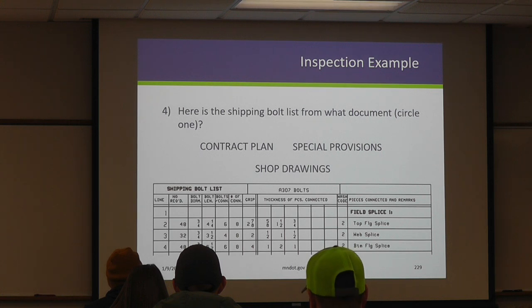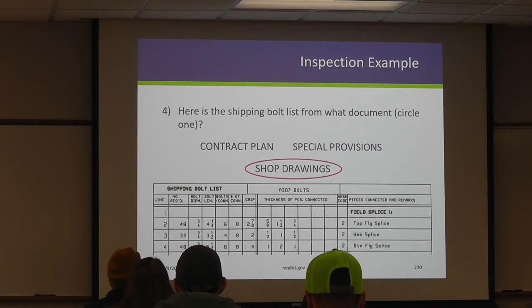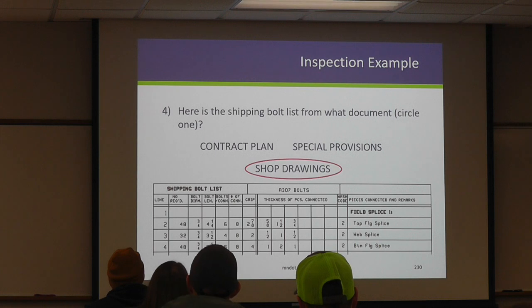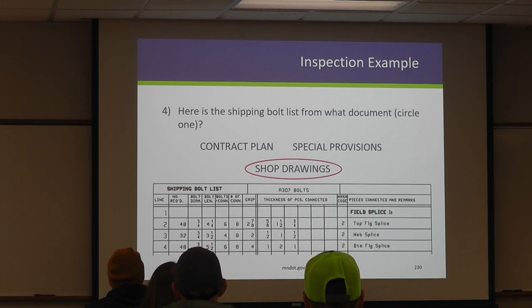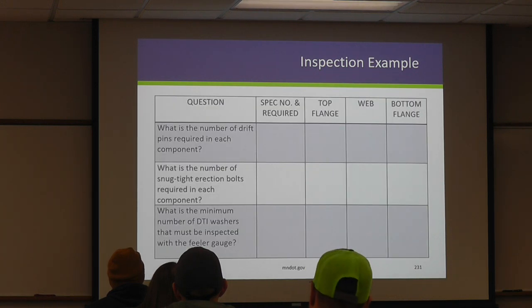So this particular list, I kind of alluded to it already. Where are you going to find this? What document is that showing up in? Yeah, the shop drawings, right? So, we're going to skip this exercise because it's kind of just mathematical gymnastics. If you were to take this particular bolt list and go through the inspection criteria, you would be able to do so.